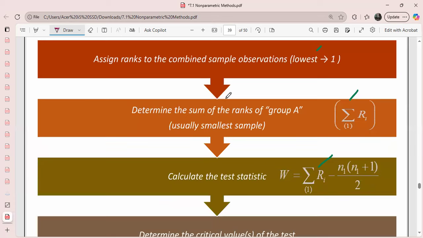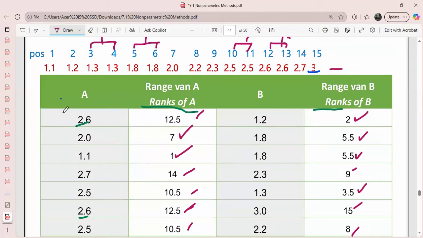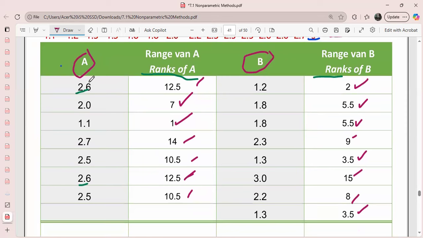Determine the sum of the ranks of group A, usually the smallest sample. This is very important, smallest sample. So we're going to compare between population A and population B. Here we have 1, 2, 3, 4, 5, 6, 7, so N is equal to 7. Here it's 1, 2, 7, 8. Here it's 8 under B.